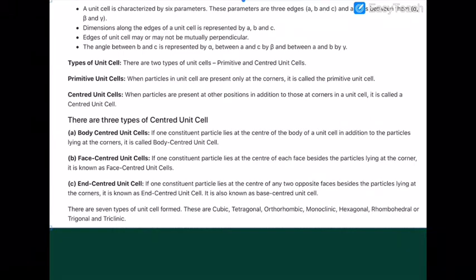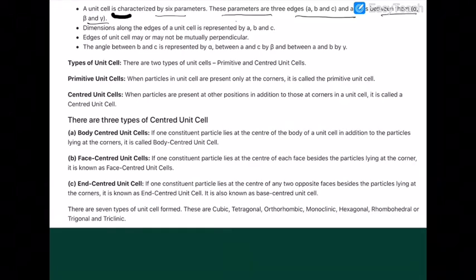Now, in this case, let's look at a flying view of what we have previously done, that is, what a unit cell means. A unit cell is characterized by six parameters: three edges and three angles. We have already studied that, and we know that cube is the most perfect combination and triclinic is the least.